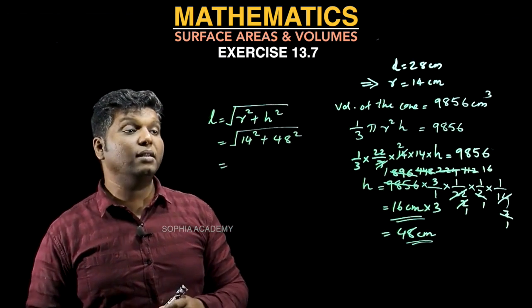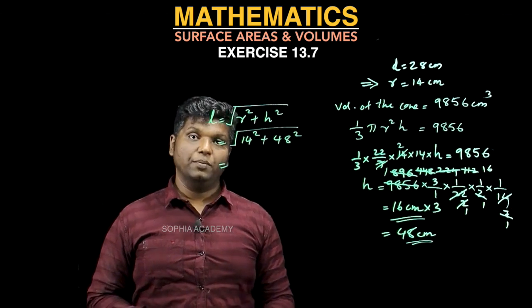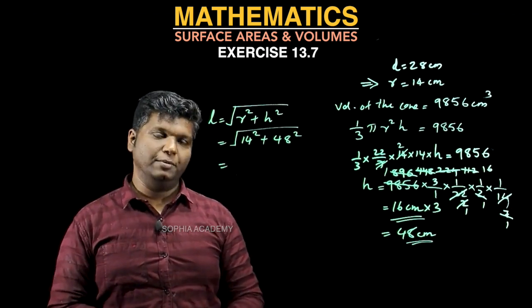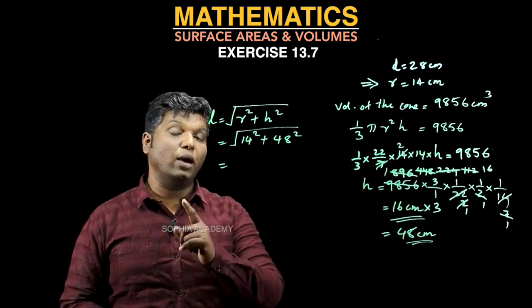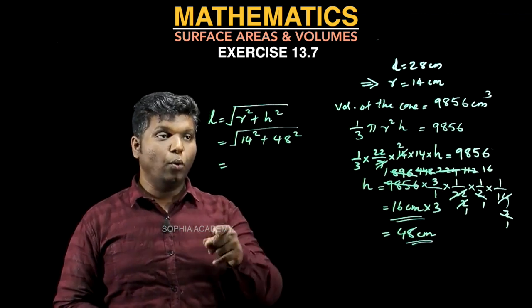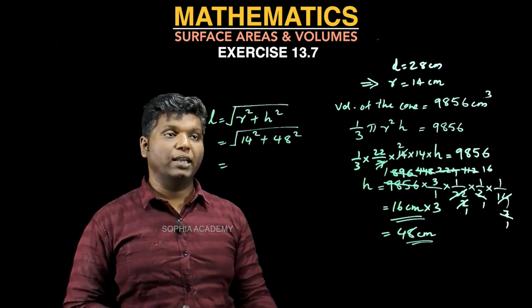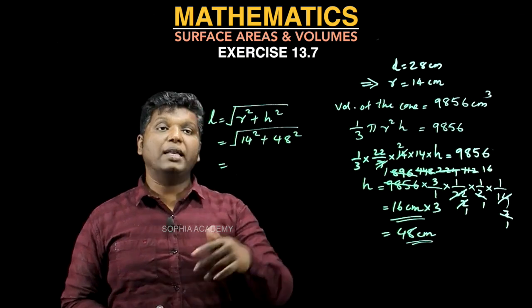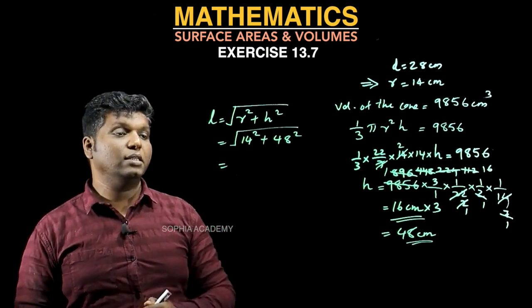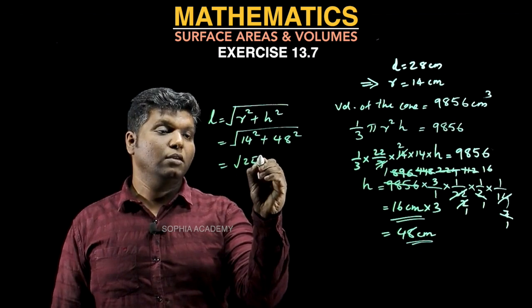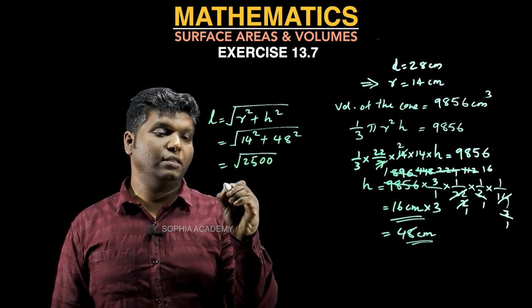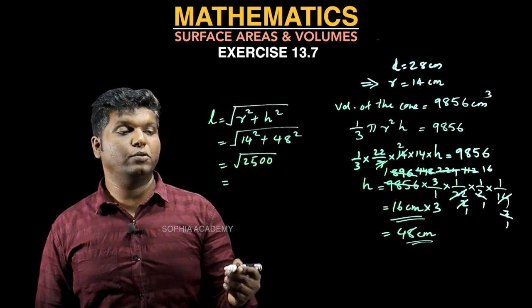So finding the root of 14 square, 14 into 14, you have to multiply them together and you will get 196, right? 196 plus 48 into 48. There you will get that number. Adding them together, finally you will get the root of 2500. What is the root of 2500?